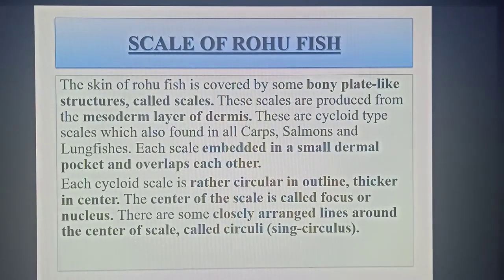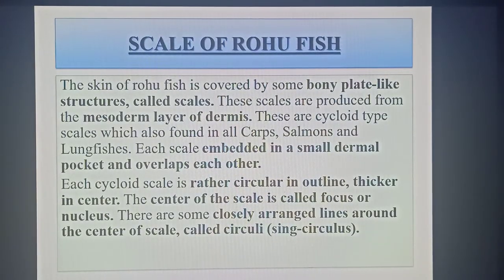First of all, it is about the structure of a scale of roe fish. The skin of roe fish is covered by some bony plate-like structures called scales. These scales are produced from the mesodermal embryonic germ layer. The type of scale of roe fish is the cycloid type of scale, which is also found in all carps, salmons and lungfishes.